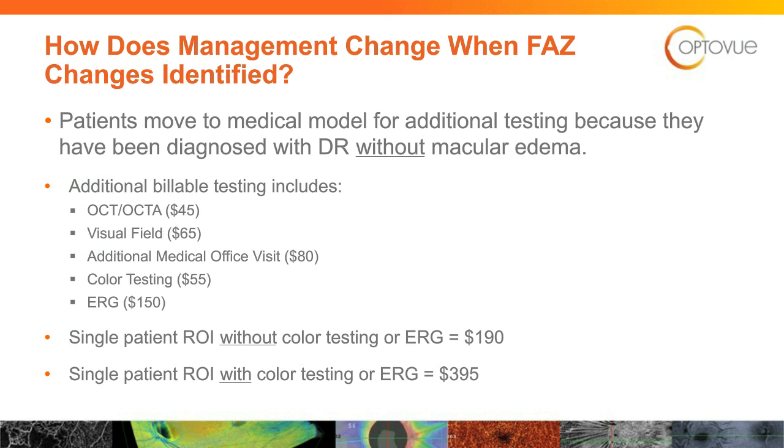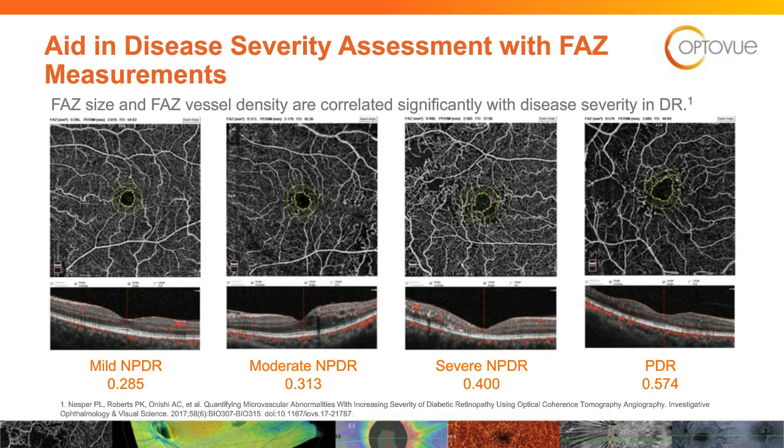So again, here's another FAZ enlargement, and watching this over time. Mild NPDR, moderate NPDR, severe, notice the numbers. There's a trend: as the ischemia gets worse, the size of the FAZ gets bigger and bigger. Remember, normals are 0.1 to 0.2. I see most normals right in the 0.1 to 0.2.